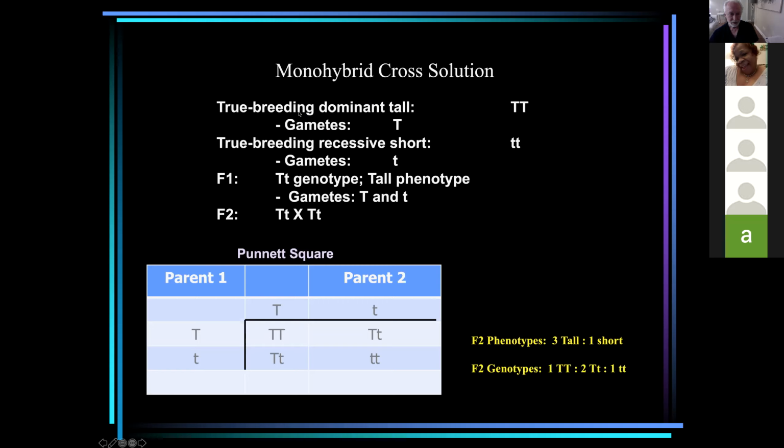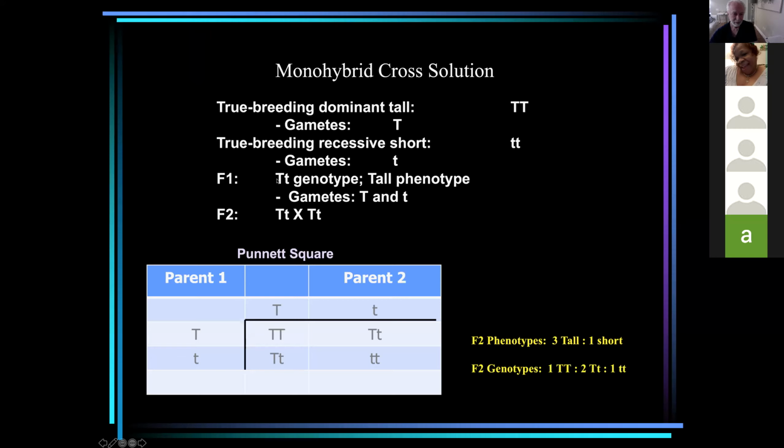So you know that this true breeding tall plant makes gametes, makes eggs and sperm. And because it's dominant and it's tall, you give the letter T, big T. And the plant itself, because it's diploid, is big T, big T. And correspondingly, the true breeding short plant is little t, little t. They're both diploid, so they both have 2 copies of the gene.